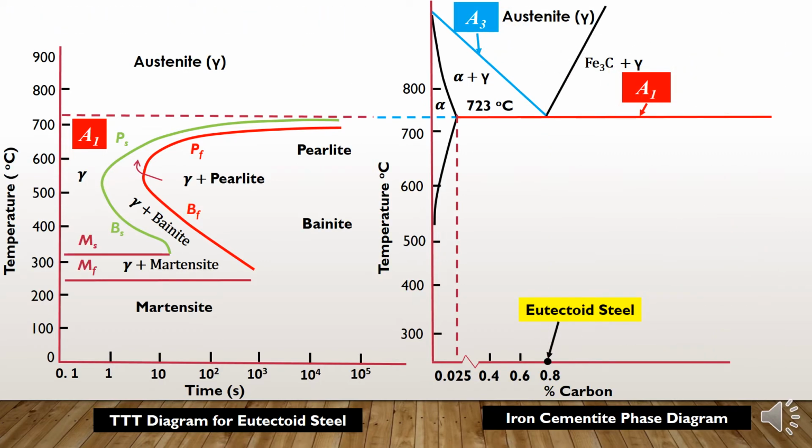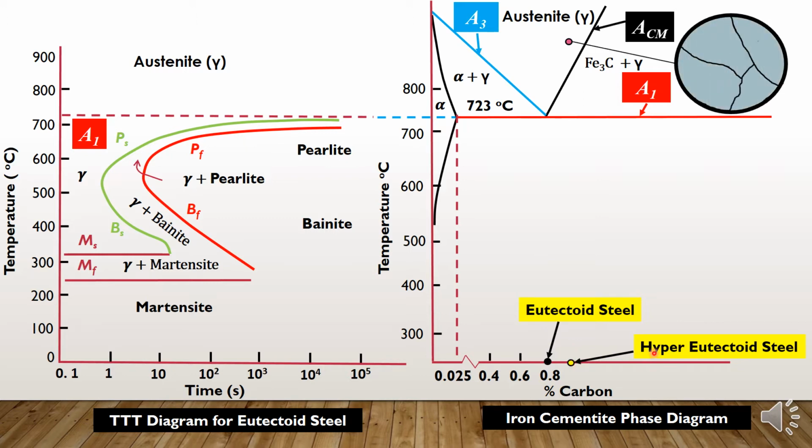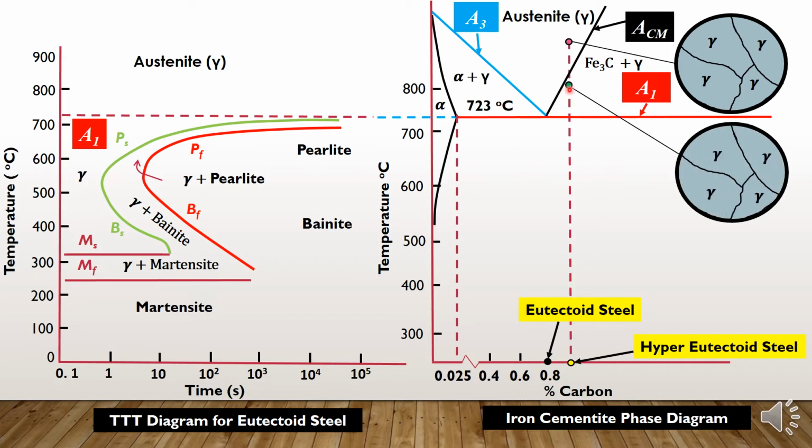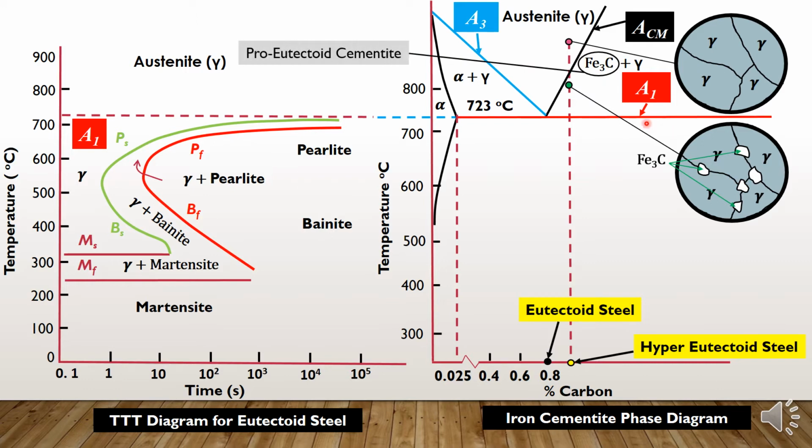Now let's consider a composition to the right of eutectoid, which is termed as hypereutectoid. Its microstructure above the ACM line would consist entirely of grains of gamma phase. As we cool it down, just below the ACM line, we will reach the cementite plus gamma region. So, cementite particles will start precipitating out at the grain boundaries and is known as pro-eutectoid cementite.